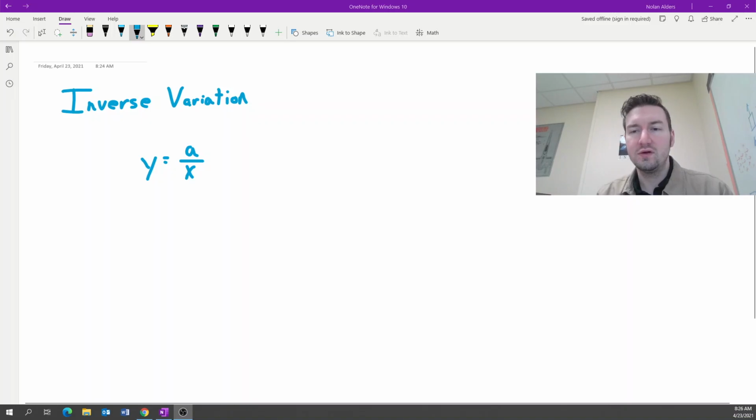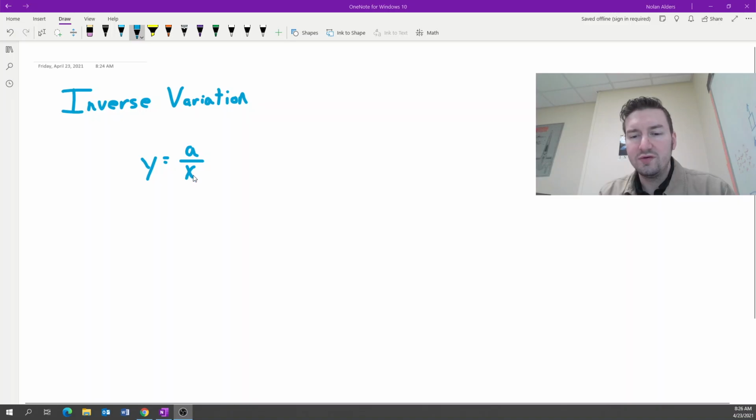So guys, in this video we're going to be looking at this idea of inverse variation. That's where we have a function or an equation of this form right here, where y is, you could think of it as in the numerator of a fraction, y over 1. And then on the other side of the equation, x is in the denominator of a fraction, and a is just some number. It has to be in this form for there to be inverse variation.